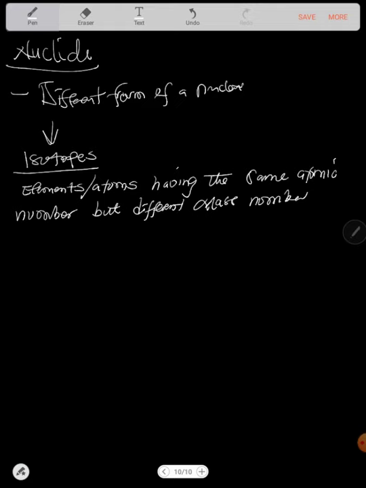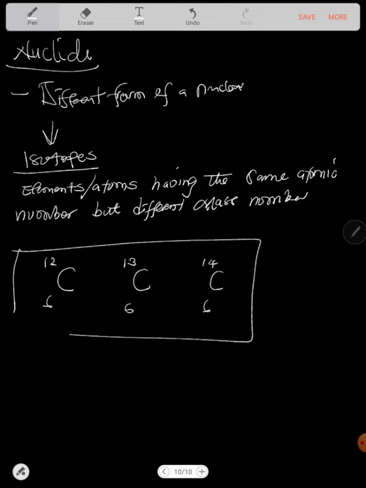What do we mean? Let's say we have three different types of carbon. We have carbon 12, where the mass number is 12. We also have carbon 13, but the atomic number is 6. Carbon 14, the atomic number is 6. So you can say that the atomic number is the same, but the mass numbers are different. Now all these are what we call isotopes of one carbon atom. So all these make up one carbon atom. These are what we call isotopes.